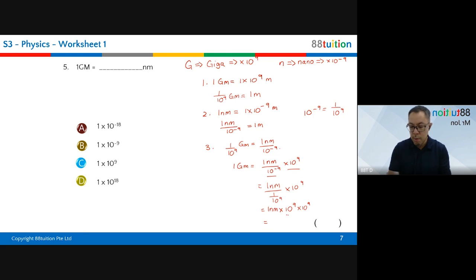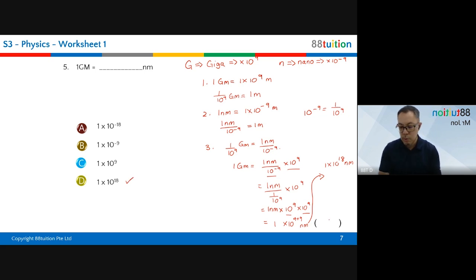So now, 10 power 9, 10 power 9. The base, which is 10, is the same. You just add up the power. And this will give me 1 times 10 power 18 nanometer. Option D. This one I did think is a bit harder than the previous one. So if you want to copy or to take a picture, please do so.